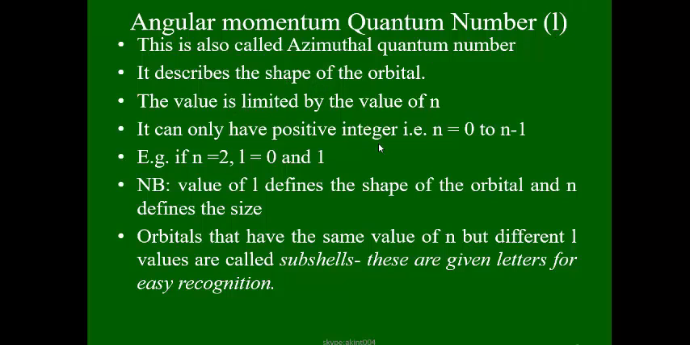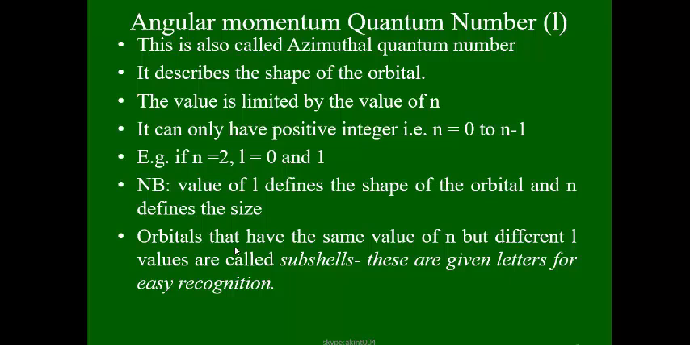The value is limited by the value of n, as we have said, because l can have values from 0 to n minus 1. So the value of l is dependent on the value of n, the principal quantum number. If n is equal to 2, l can be equal to 0 and 1. If n is equal to 3, l can be 0, 1, 2. We should note that the value of l defines the shape of the orbital, and n defines the size, as we have said before. The size of the orbital is determined by the principal quantum number n, and the shape is determined by l.